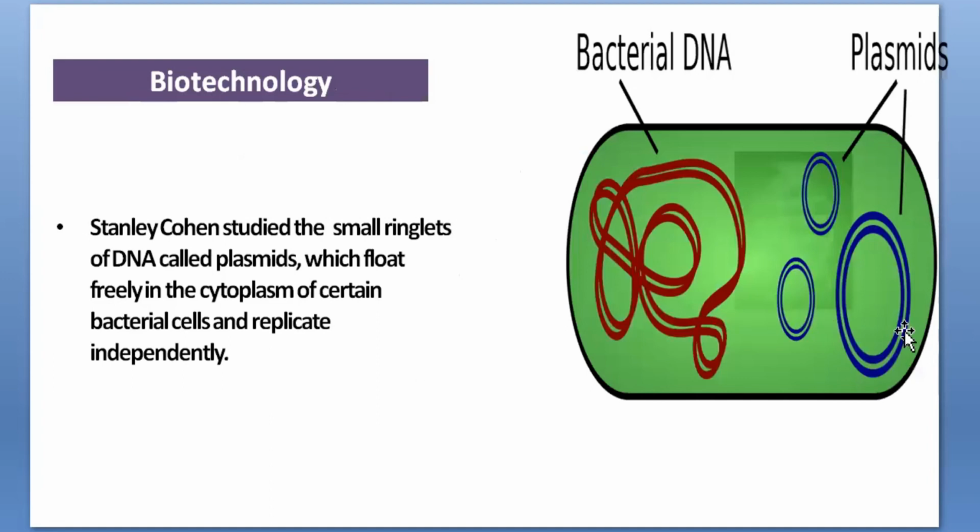Okay, plasmid. Stanley Cohen actually studied these small rings of DNA. This is bacterial DNA, extrachromosomal DNA, which is present in the cytoplasm. And this can replicate independently, and it has certain unique characteristics such as restriction enzyme sites or antibiotic resistance. We can see those unique characteristics in this plasmid. Okay, please do remember that also.